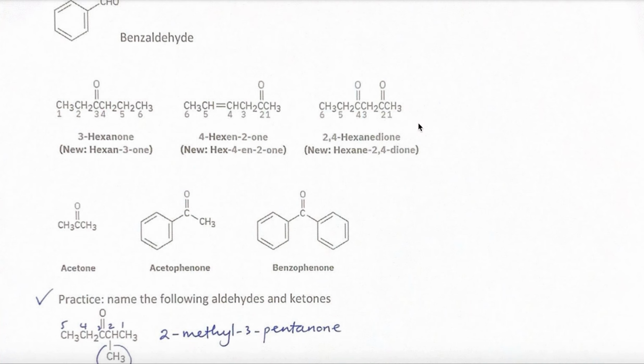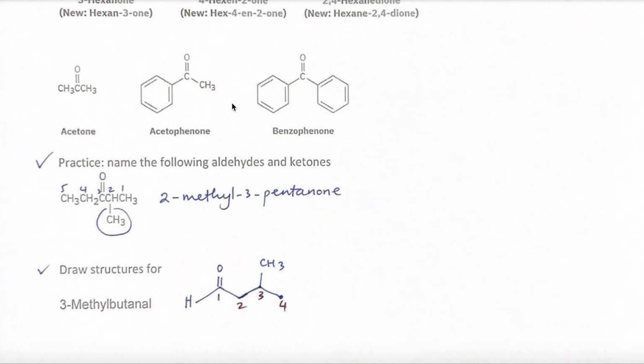This is a dione, diketone. We're not responsible for it, but if you wonder how, this is how you name it. It's the dione. 2,4, ketone number 2, ketone number 4. So we call it 2,4-hexanedione. Diketone is dione.